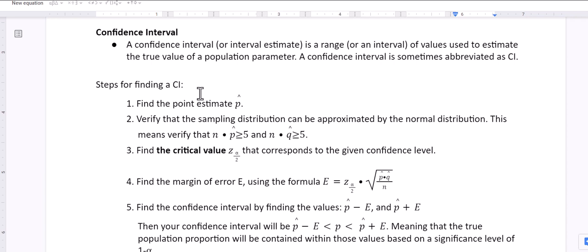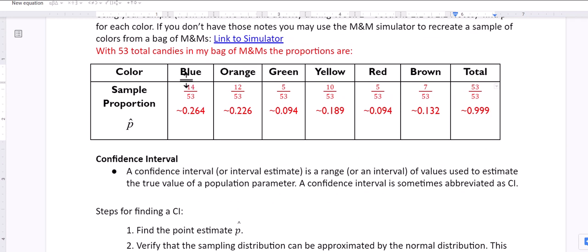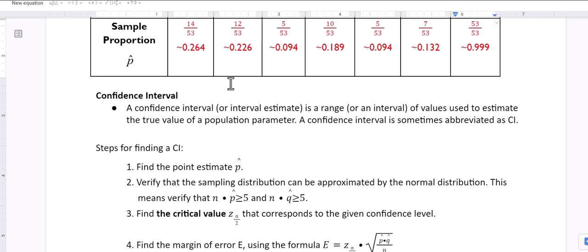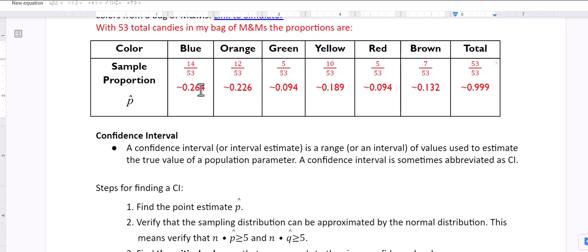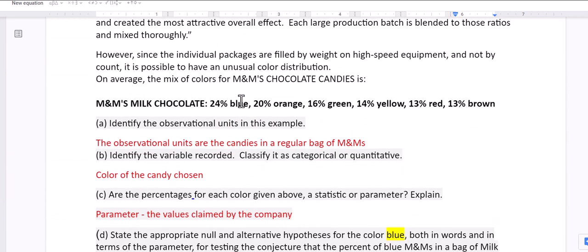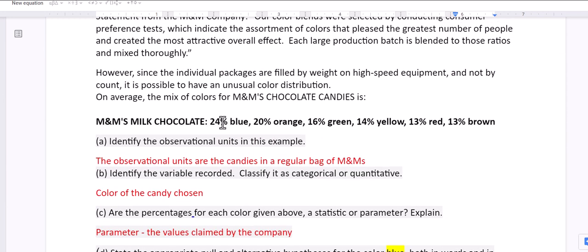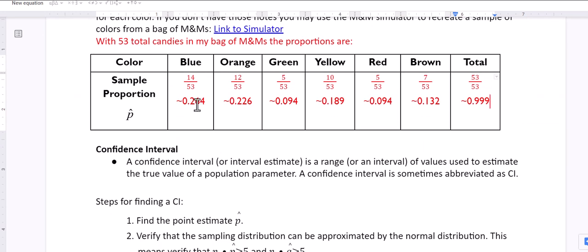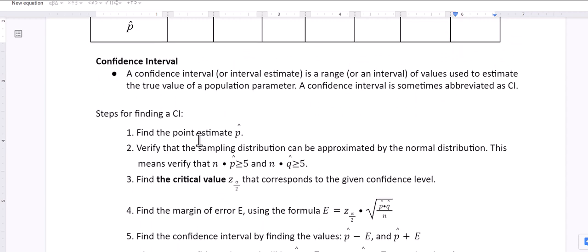And then what we're going to try to do is find a confidence interval based on our sample, on our 14 out of 53, and then see where we are compared to the population, compared to the claim from the M&M factory. So notice that our sample is 0.264, which as a percent, what is that? That will be 26.4%. The claim from the M&M factory is that there are 24% blue M&M candies in a bag. My bag had 26%. So not too far off from the claim.